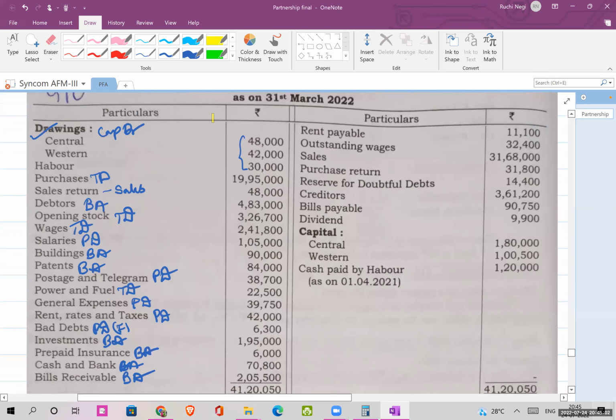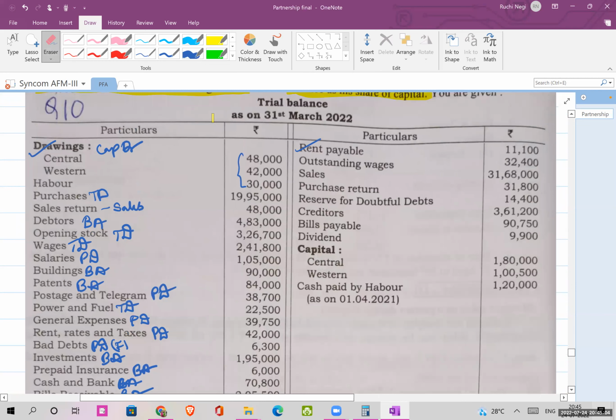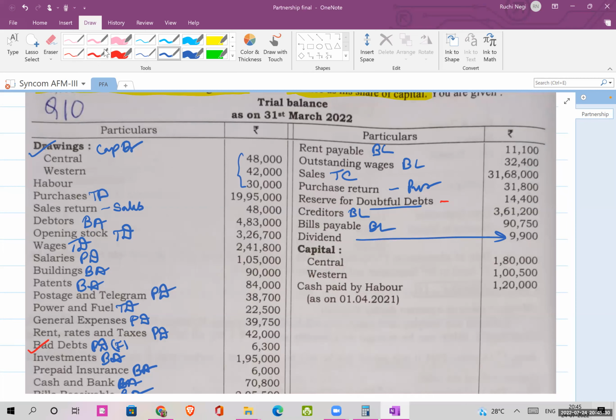Let's see the credit side. Rent payable. So it is going to have only one effect. This is outstanding rent. So balance sheet liability, outstanding wages, balance sheet liability, sales, trading credit, purchase return, less from purchases, reserve for doubtful debts. I will be using it in the formula of bad debts. Okay. This will be used in the formula of bad debts, it will be minus. Then creditors would obviously be balance sheet liability, bills payable, balance sheet liability. This is dividend on the credit side. So this is dividend received. So this will be P&L credit.